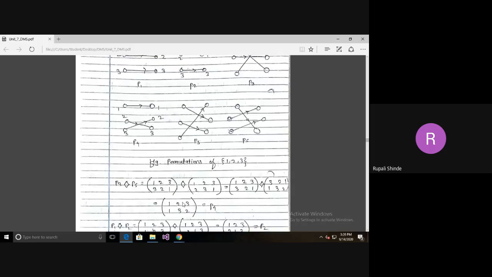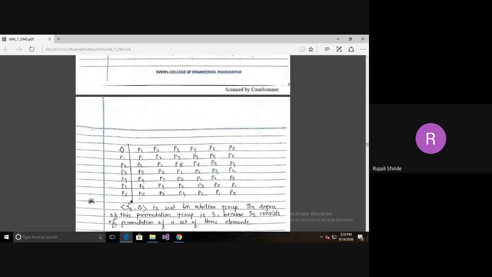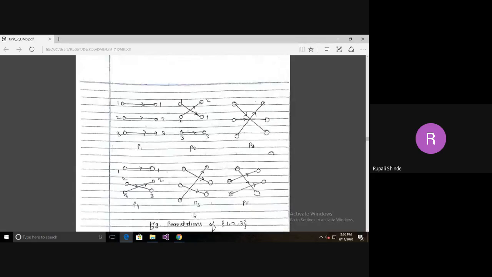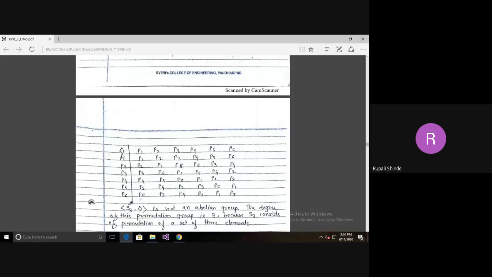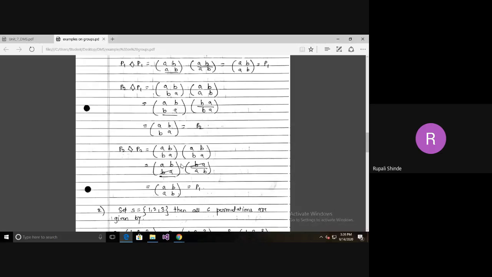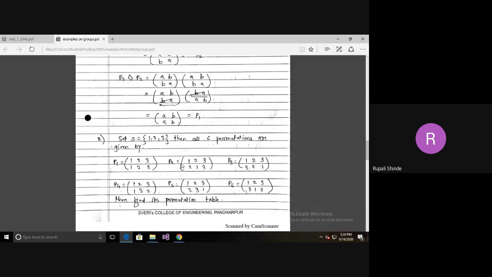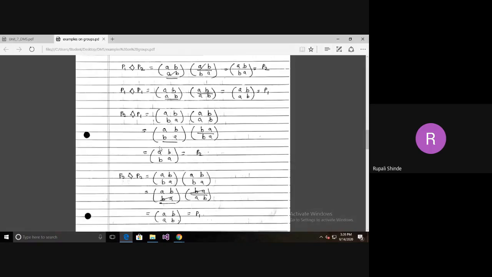After that, we have seen how to find the permutation table. All these permutations are given here, P1 to P6, and we have to find out this table. Last time we took an example for 2 elements, but here in this set there are a total of 3 elements and we have to find the permutation table. In the last example, permutations P1 and P2 were given, defined on a set S containing 2 elements.